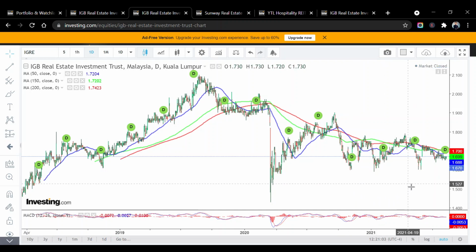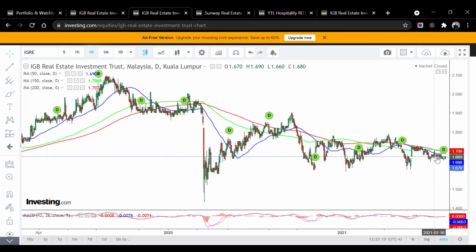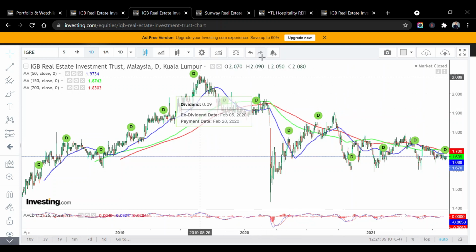But anyway, if you're buying IGB, it's more of a long-term investment because you are collecting dividends based on the REIT's rental income. But I would prefer that you buy it when it's a confirmed uptrend. Of course you can also accumulate batch by batch, because this is a long-term play. When the economy is reopening after everybody is vaccinated, then definitely the business will recover. So this is about IGB REIT.